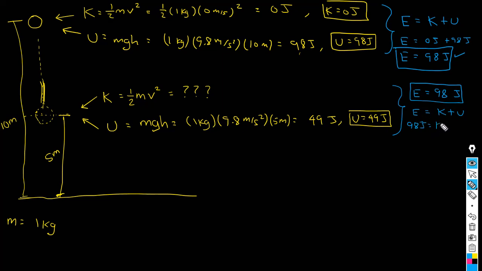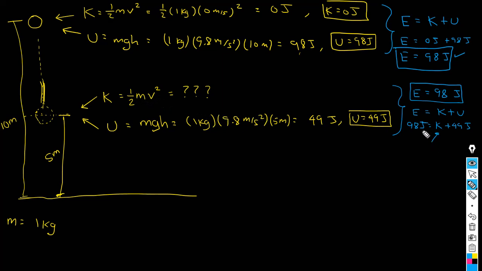Okay, I'm going to just write it down again. And U, the potential energy, is 49, as discovered right here. So I can substitute it. You see? So now we have this equation: 98 joules equals K, the kinetic energy, plus 49 joules. So this equation allows us to find the kinetic energy at this precise point, even though we don't know the velocity of the particle. So that's really good.